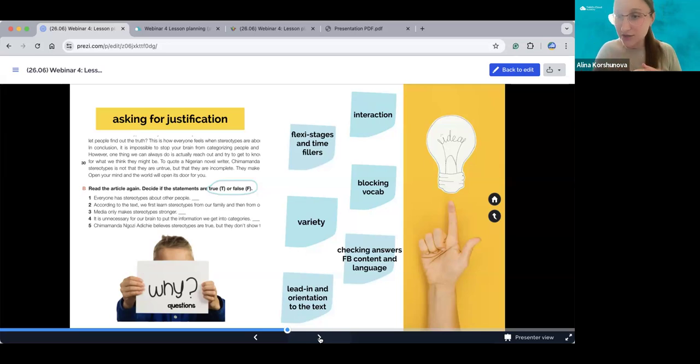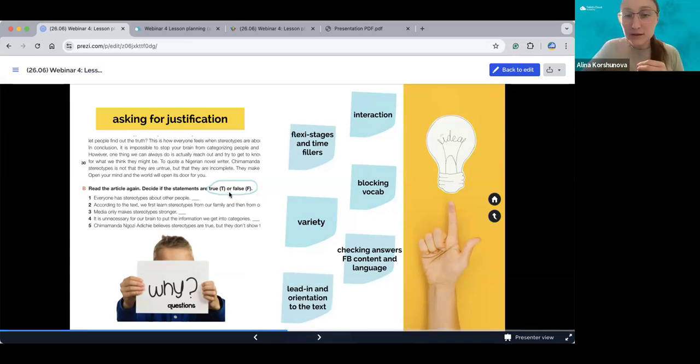to check their comprehension, because they might guess, they might not think. Underlining something in the text and then giving reasons why this or that is true or false helps them develop their reading or listening skills better. The same with the listening.